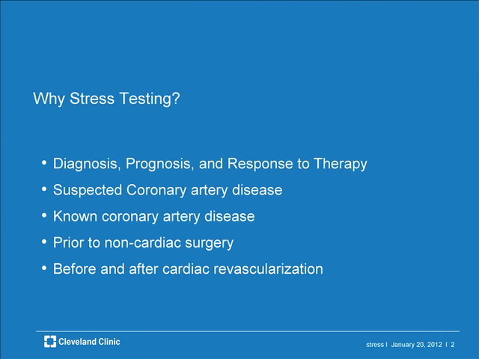Patients with suspected coronary artery disease with risk factors. You have patients with known coronary disease coming for follow-up. You have patients referred for non-cardiac surgery. You want to make sure that you know what's the risk during the surgery. And we learned recently that there is little we can do to modify that risk, even if we know they're at risk.